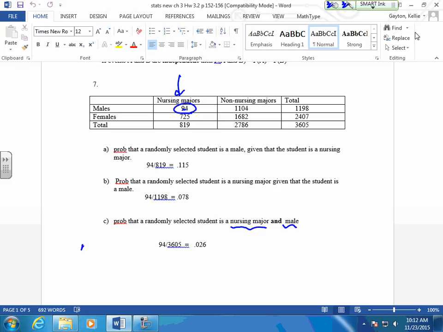You could rewrite this: a male nursing major. Does that make more sense if we just say, how many male nursing majors do we have? That's what an and statement does. It has to happen at the same time. So if I want a female nursing major, I want the probability that it is a female and a nursing major. I want this one out of my total.